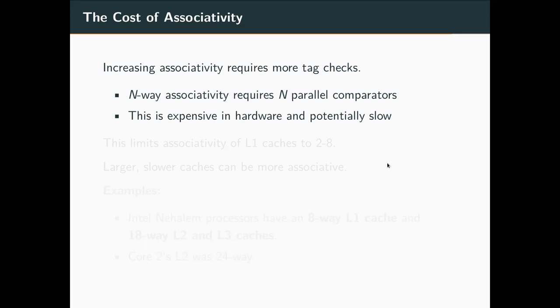But the problem is that if you have an N-way set associative cache, you also are going to need N parallel comparators for your tag, because you have to compare the tag against every single one of your cache lines at the same time. And that's expensive and potentially slow.